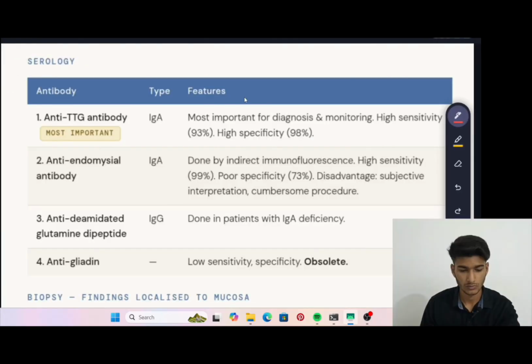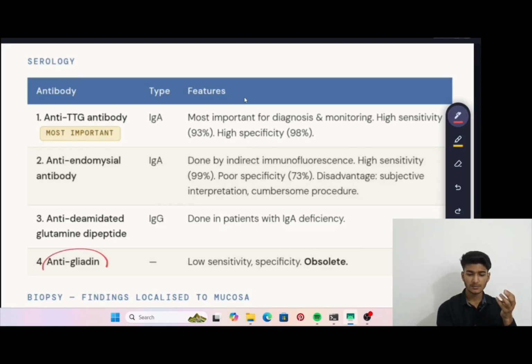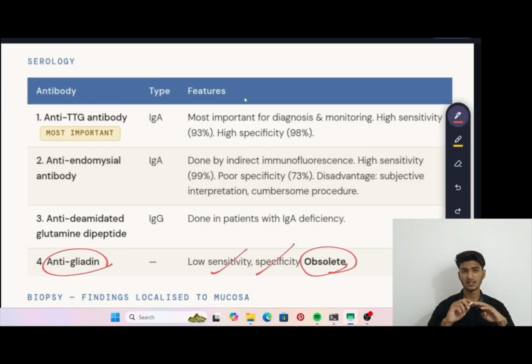And that's it. In the diagnosis part, there are two tests that are present here. First is the serological test, then there is the biopsy test. In serological tests, there are mainly four tests. One test is eradicated. This is the anti-gliadin test. This is not used in clinical practice right now. This is an obsolete test. Low sensitivity and low specificity are there in this test, so it is eradicated now.